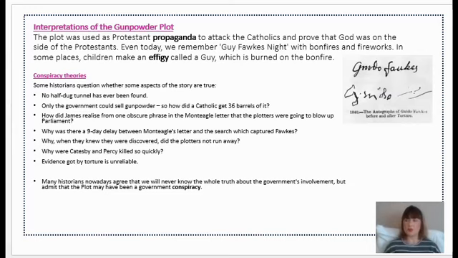Why, when they knew they were discovered, did the plotters not run away or stop the plan? Why were Catesby and Percy killed so quickly, before anyone else had a chance to speak to them or before the other conspirators were found? And obviously, as we've mentioned, evidence got by torture can be unreliable. Finally, many historians nowadays agree that we will never know the whole truth about the government's involvement, but admit that the plot may have been a government conspiracy.